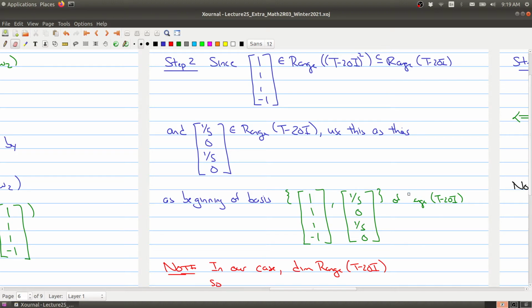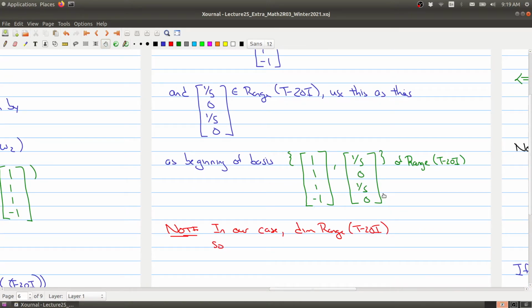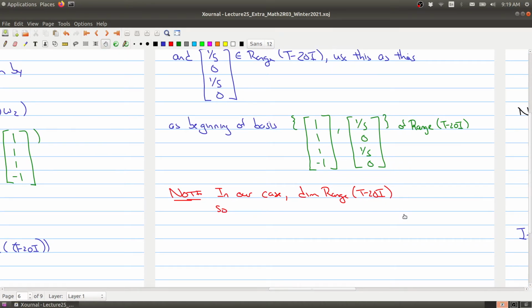It's not the range, it's the range. Okay, we're looking at the range. Now, in some sense, if you look at these, it's pretty clear that they're linearly independent. And in our case, the dimension of the range is 2. So we actually have a basis. In some sense, this is the basis.